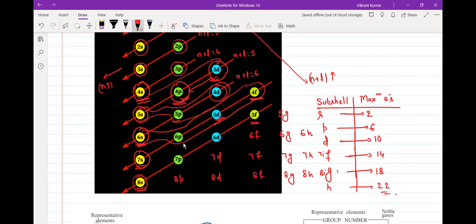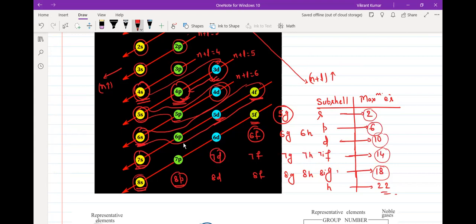8S के बाद 5G, then 6F, then 7D, okay, then 8P. Anything else? No, because we are starting at 8S and we are leaving the period at 8P, है ना? And that's why we need to fill 8S, 5G, 6F, 7D, 8P. The capacity of S is 2. So we are filling 8S, 5G, 6F, 7D, 8P. If you add these, you are going to get 50.